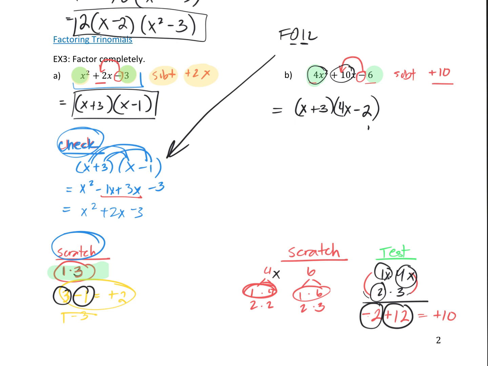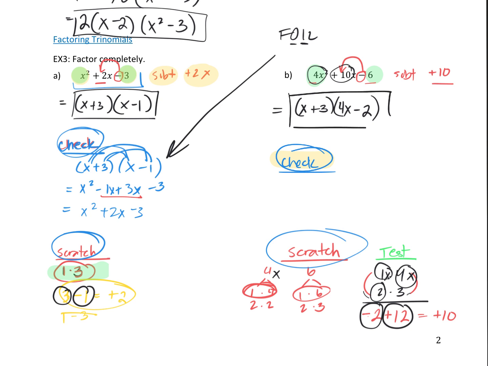Again, you could check by doing FOIL and multiplying it out to see if you have the correct binomial. For now, I'll let you do that on the side if you want, and if you run into trouble with that, just send me an email and I'd be glad to help. So you could check if you wanted to. Again, if you are checking, please write out check, and if you're doing scratch work, please write out scratch. But to let your reader know what your final answer is, we'll go ahead and box our final answer.